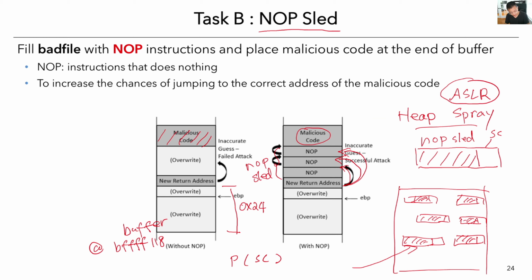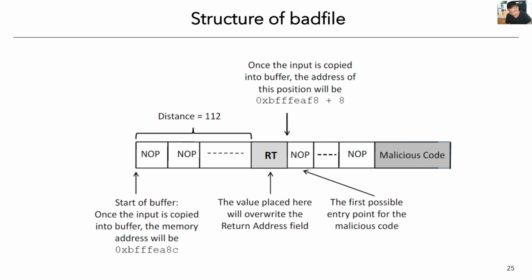But it can also help us in this case, by putting the NOP sled before the shellcode. We can have a little bit of flexibility in changing our return address. Here is the structure of the bad file. We can put a number of NOPs, then this will be the return address. Then a number of NOP instructions again, and the shellcode. So we can point our return address anywhere after it, so here.